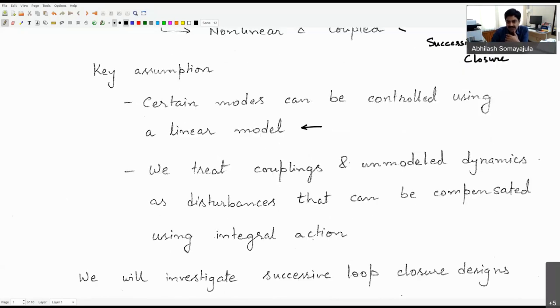We treat these couplings and unmodeled dynamics as disturbances. Any coupling between the modes and anything which we are not modeling very precisely, something like environmental disturbances, if they are not captured exactly, whatever is the difference between what I captured versus what the real craft experiences, would be considered as this unmodeled dynamics. All of that we are lumping together as disturbances that can be compensated using an integral action in our controller. So typically we say that the integral action will take care of any things which I may not have captured accurately in my modeling process. I'll take care of them using my integral law.